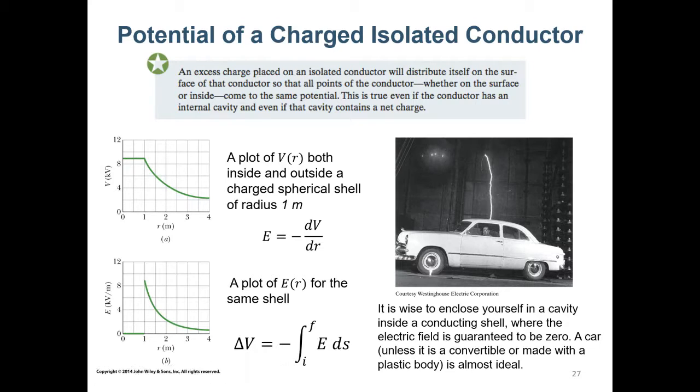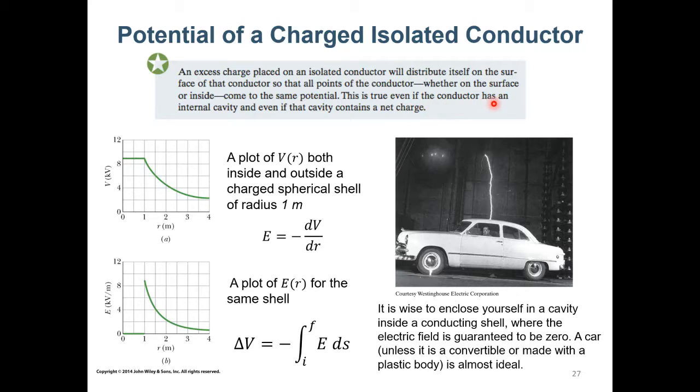Okay, so this one tells you something more informative. Potential of a charged isolated conductor. For this graph, it tells you that an excess charge placed on an isolated conductor will distribute itself on the surface, only on the surface, so that all points of the conductor, whether on the surface or inside, come to the same potential.